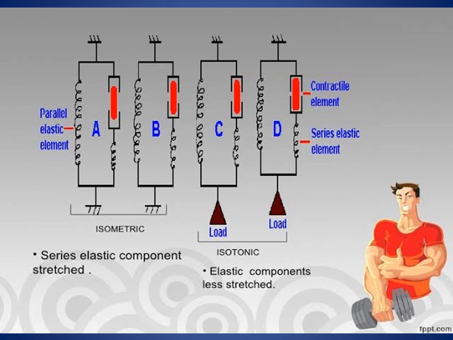Now coming to the contractile component in isotonic contraction. Here you can see figure C is the normal condition, and in figure D there is contraction of the muscle. In this state there is no stretching, or very little stretching, of the series elastic component and the parallel elastic component. That is why the contraction of the contractile component is not compensated, and there you can see shortening of the muscle length. In isotonic contraction there is shortening of the muscle length because the series elastic component and the parallel elastic component are not stretched.